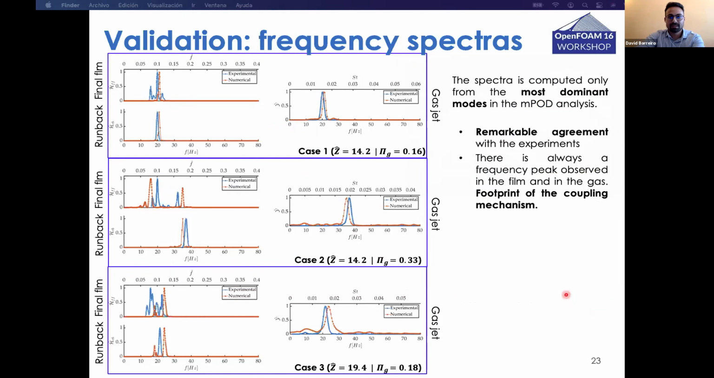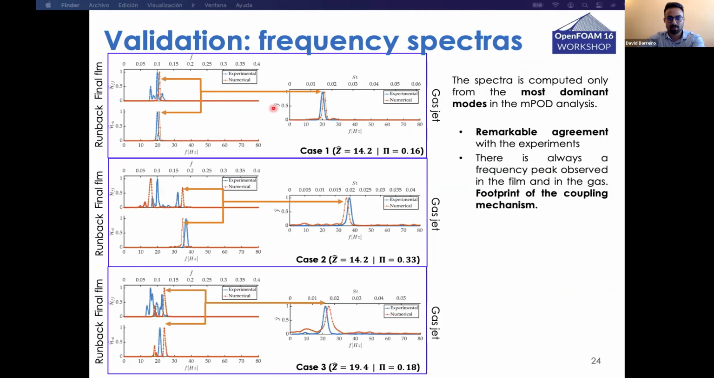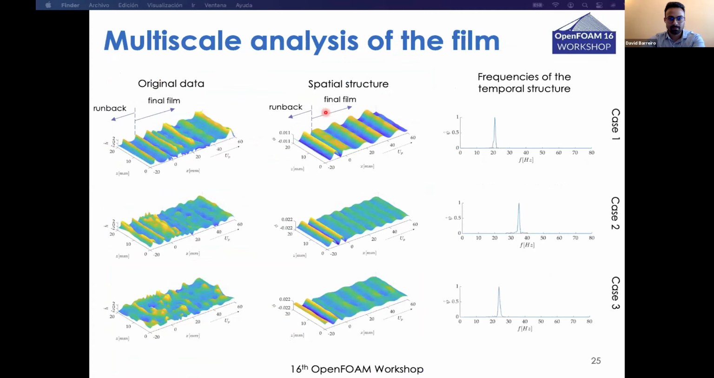In terms of frequency, the power spectral densities are computed from the leading mPOD modes. And overall, there is a very good agreement between both experiments and CFD simulations. What is very remarkable also is that we systematically detect a frequency peak in common between the final film, runback flow, and gas jet. And this is a clear footprint that the jet is coupled with the motion of the liquid film.